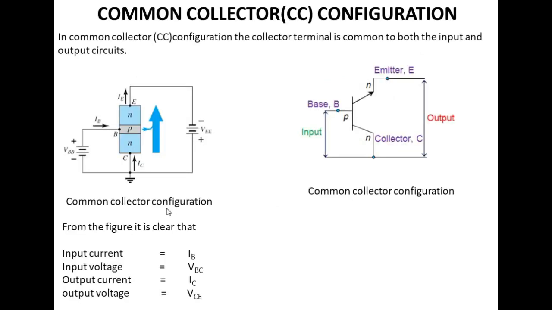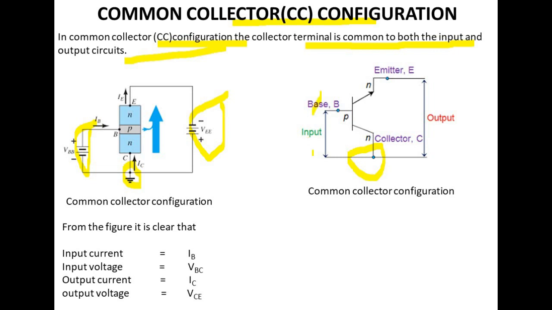Now come to common collector configuration. So let us start with the common collector configuration. In common collector configuration, the collector terminal is common to both the input and output circuits. Here in this figure we see that this collector is common to both input section and output section. In this figure also, this collector is common to the input section as well as output section. That is why it is called as common collector configuration.